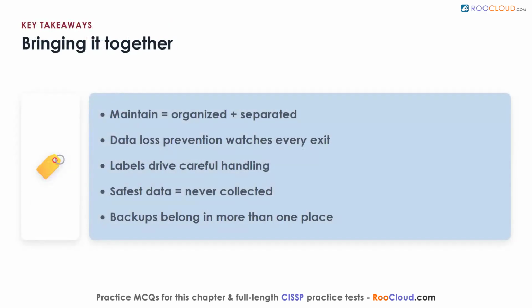So let's bring it together. Maintaining data means keeping it organized and separated so controls hold. Data loss prevention watches the exits in the network, on the endpoint, and in the cloud. Clear labels drive careful handling, and media deserves the same protection as its data. The safest data is the data you never collected, and backups belong in more than one place. Build these routines into daily work, and the classifications you set earlier actually stick.